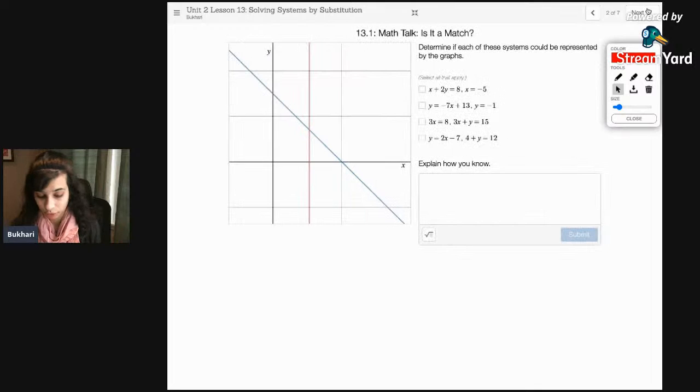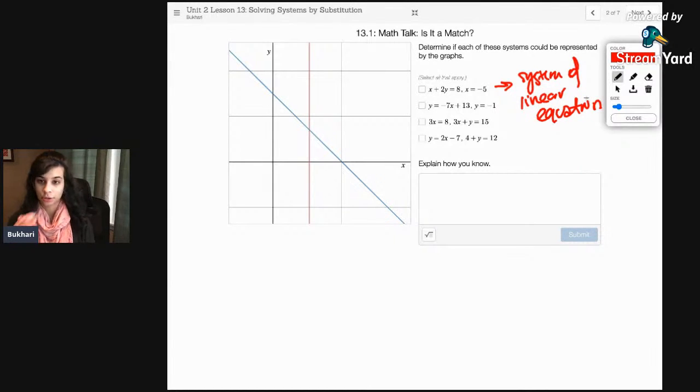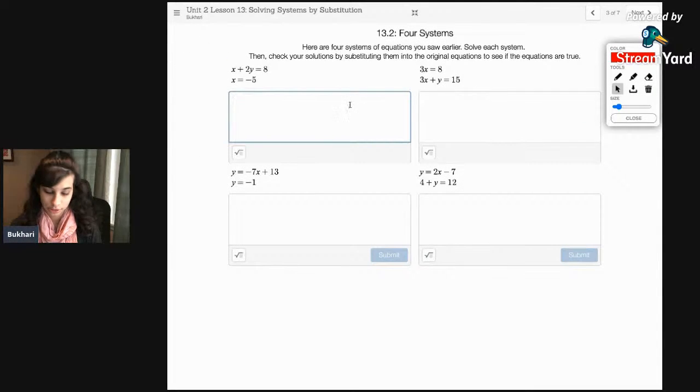Today you're going to start off with a math talk. Think about graphing, right? These could represent a system of linear equations. Can any of these represent the two lines that are being graphed right now? Think about the red and the blue. Think about strategies that we talked about last class and how you can connect them to our discussion today. And so today we talk about what it means to use substitution to solve systems of equations.